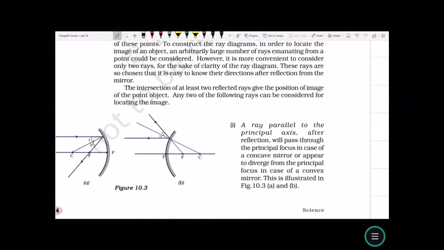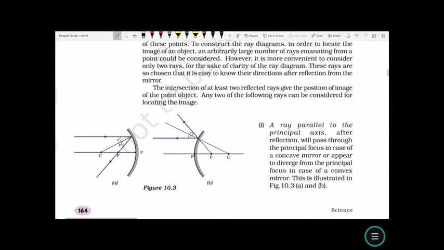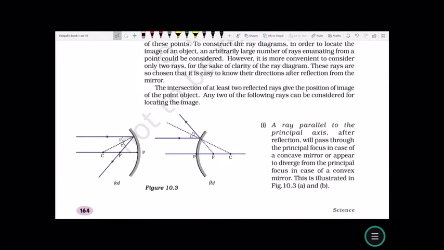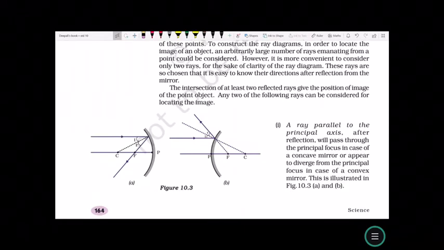A ray parallel to the principal axis, after reflection, will pass through the principal focus in the case of a concave mirror, or appears to diverge from the principal focus in the case of a convex mirror. This is illustrated in the figure.